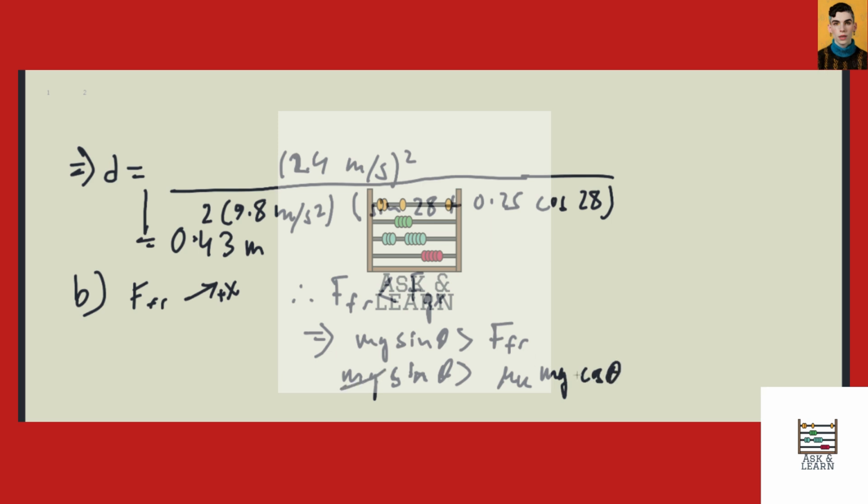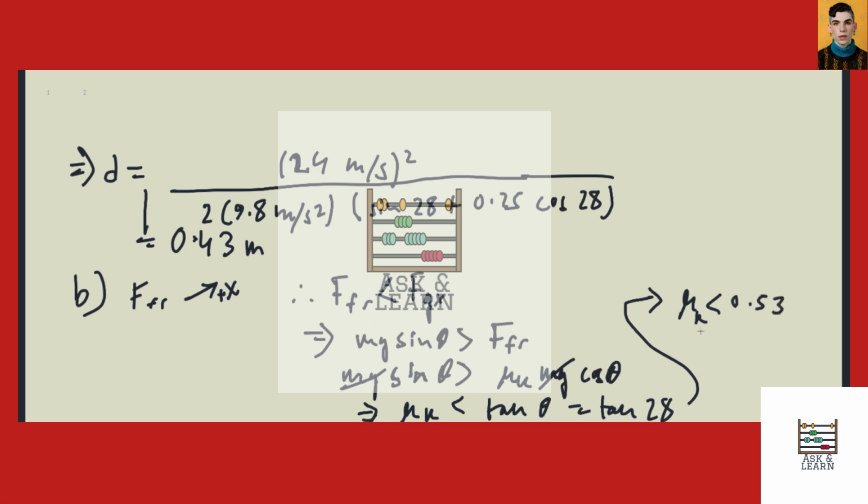And so the mg's cancel, and you pull cosine theta to the other side. Sine theta over cosine theta is tan theta, giving us mu sub k must be less than tan theta, which is, of course, tan 28. So we get here that mu sub k must be less than 0.53.